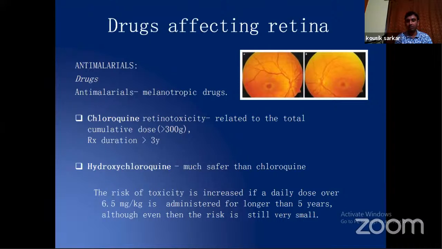Here, toxicity occurs if the total cumulative dose increases to 300 gram, or if the drug is used for a duration of longer than 3 years. Hydroxychloroquine is said to be much safer than chloroquine, but it can also cause retinopathy. The risk of toxicity is increased if a daily dose of over 6.5 mg per kg is administered for longer than 5 years. Even so, the risk is still very small with hydroxychloroquine compared to chloroquine.